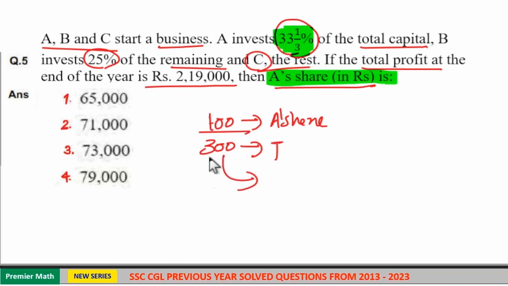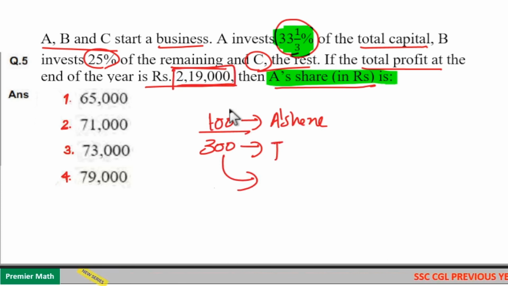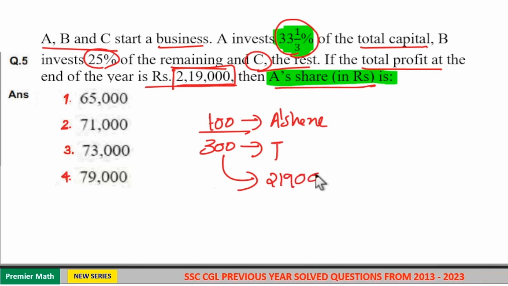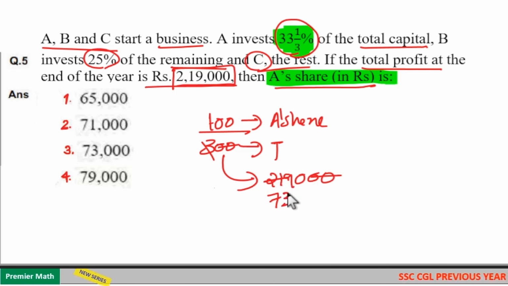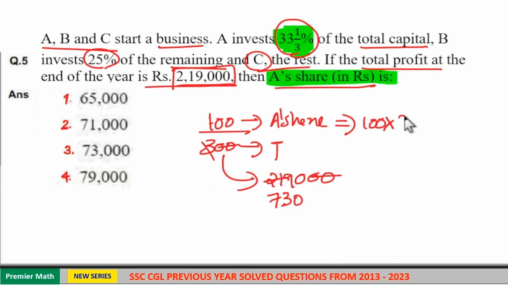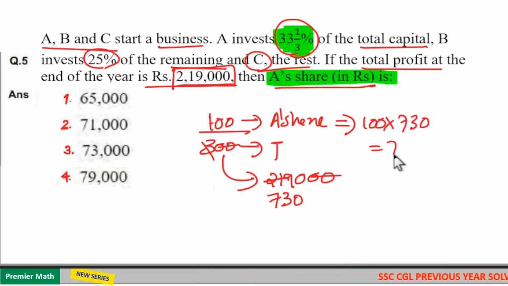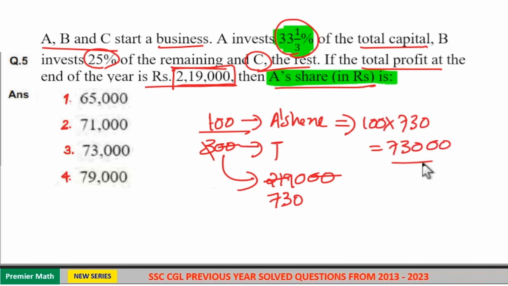Here 300 part is given as 2,19,000. Then 1 part is equal to, 0 and 0 cancel. 3 goes 7 times in 21, 3 goes 3 times in 9, remaining 0. 1 part is 730, then 100 part, which is A's share, is 100 into 730, which is 73000. So option 3 is your answer.